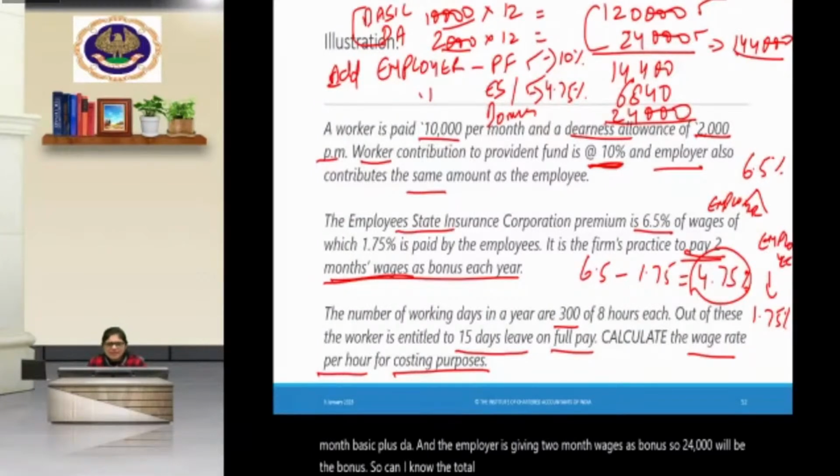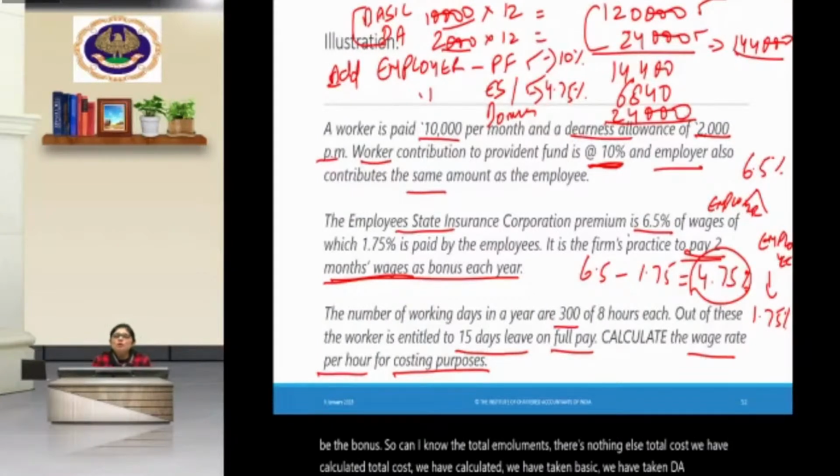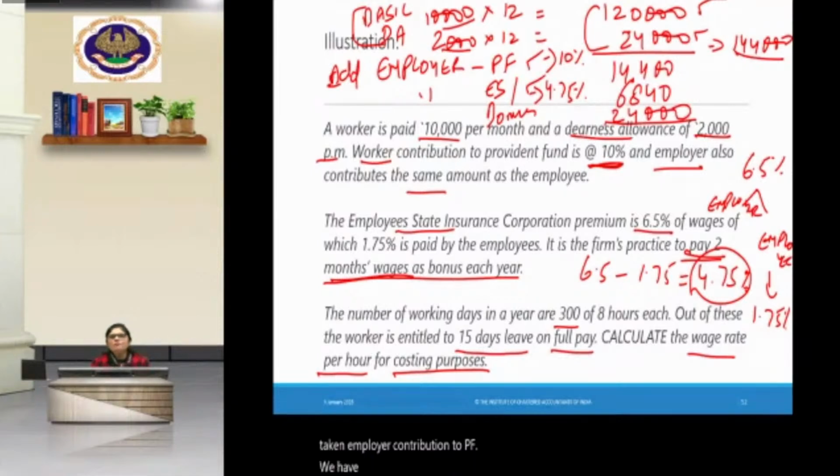There is nothing else. Total cost we have calculated. We have taken basic, we have taken DA, we have taken employer contribution to PF, we have taken employer contribution to ESI, and we have taken bonus to the employee, 2 months' bonus. So the total cost, can I have the total cost, please? Anybody who has calculated the total cost?